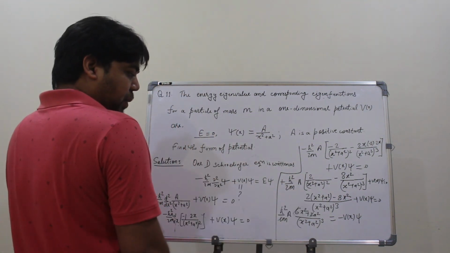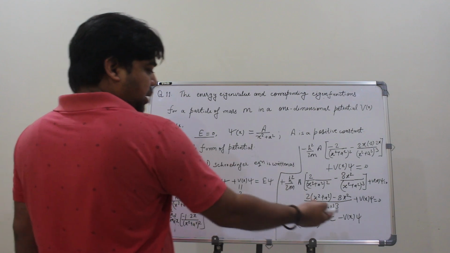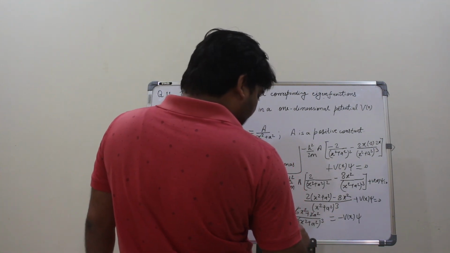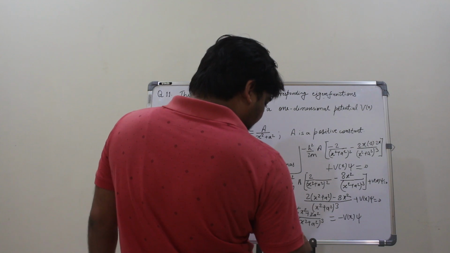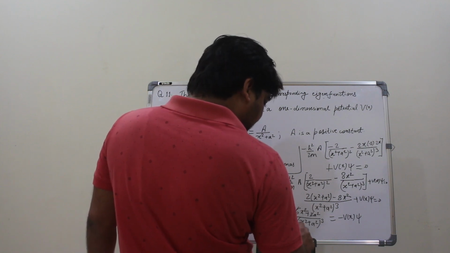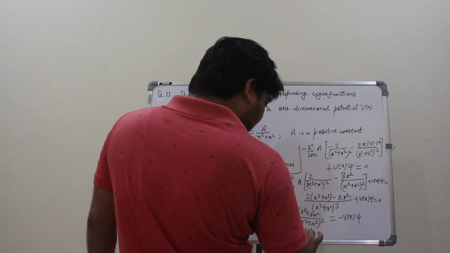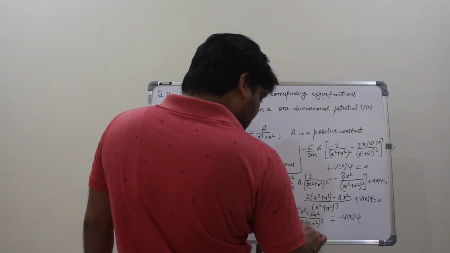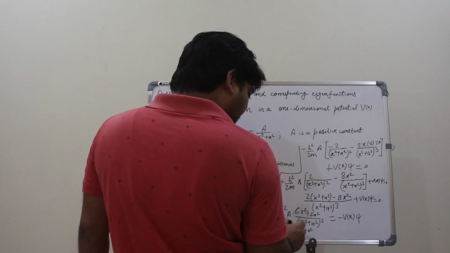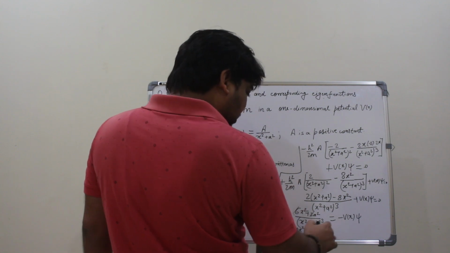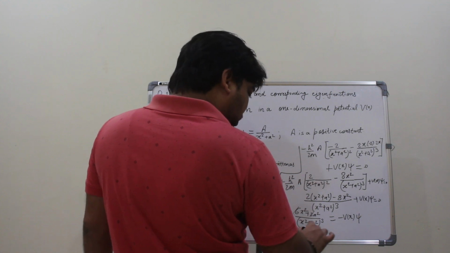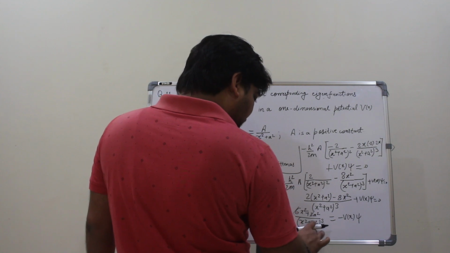So what does it give you? So what is ψ? ψ is this, a divided by x². You cancel out both sides. So a cancels out x², so it gives you ħ² divided by m into, with minus sign, and this gives you 3x² plus a², right? Yes. Sorry, this will become minus, so minus 3x² plus a² divided by (x² + a²) whole square, right?